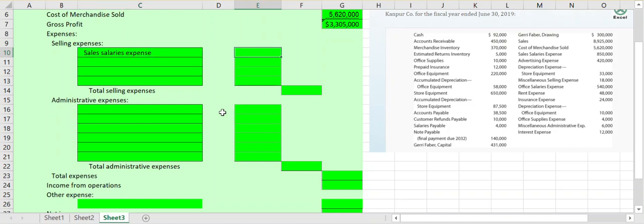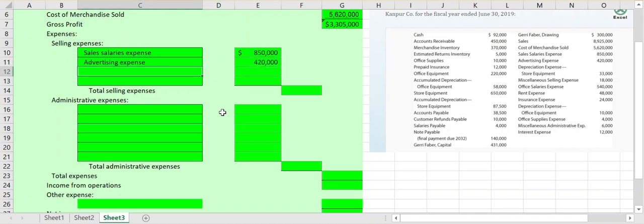It's going to go into that middle subtotal column. So our sales salaries is at $850,000. Advertising, definitely a selling expense for us at $420,000.